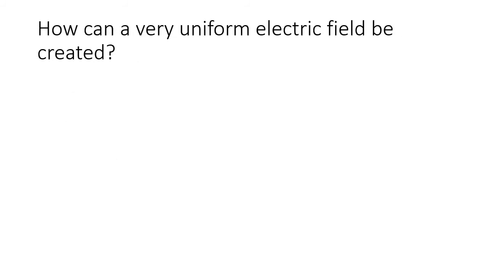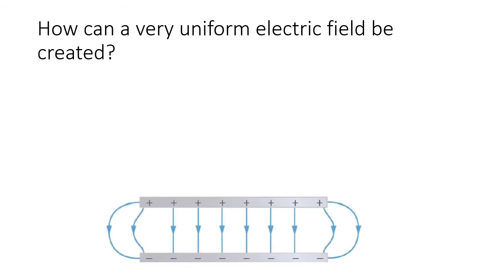How can a very uniform electric field be created, you might ask? Well, in order to do this, you would have to have a plate of charges opposite to each other, relatively close to each other. That way the field lines can be basically perpendicular to the plates, going out of the positive and into the negative.